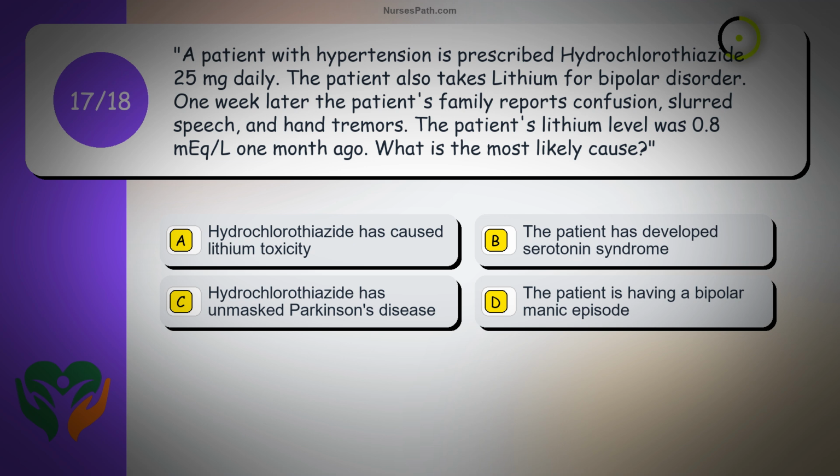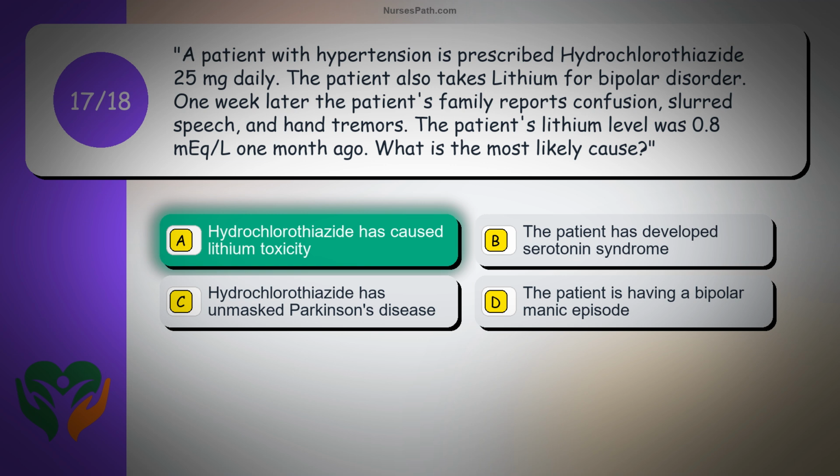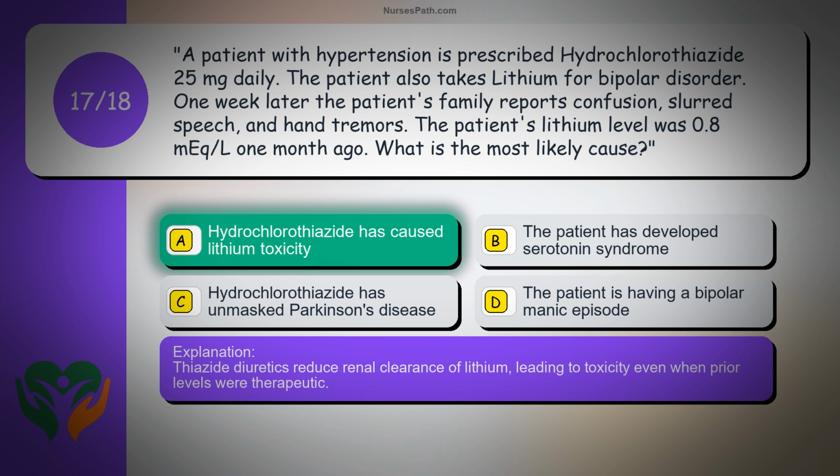Option A, hydrochlorothiazide has caused lithium toxicity. Option B, the patient has developed serotonin syndrome. Option C, hydrochlorothiazide has unmasked Parkinson's disease. Option D, the patient is having a bipolar manic episode. The correct answer is option A, hydrochlorothiazide has caused lithium toxicity. Thiazide diuretics reduce renal clearance of lithium, leading to toxicity even when prior levels were therapeutic.